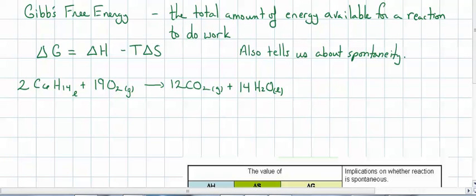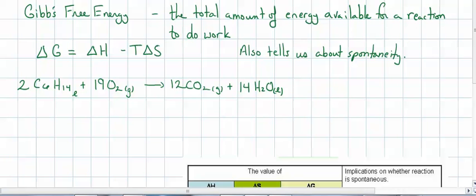It goes back to the whole idea that nature wants to get to the lowest possible energy state. And the lowest possible energy state would be if something gave up energy, or negative delta G. The equation for this is delta G equals delta H minus T delta S. So it introduces the whole idea of temperature as well.